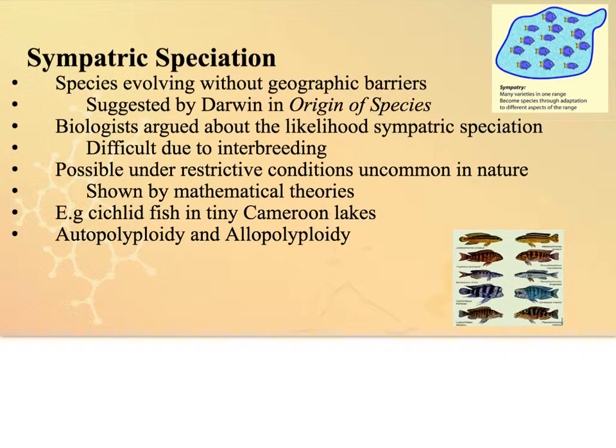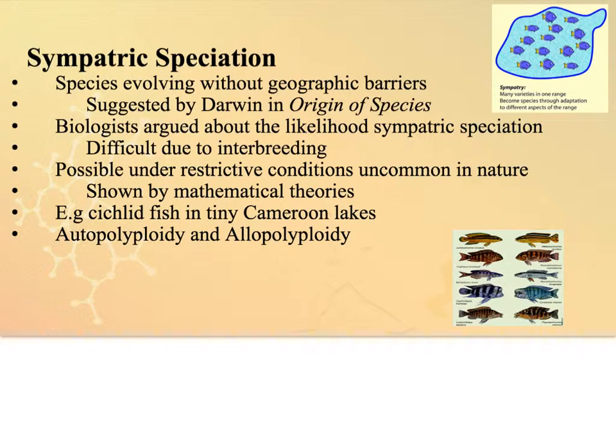Sympatric speciation is the formation of species without geographical barriers. This is difficult because selection has to work against interbreeding. Sympatric speciation is possible under restrictive conditions uncommon in nature, and this is proven by mathematical theories.